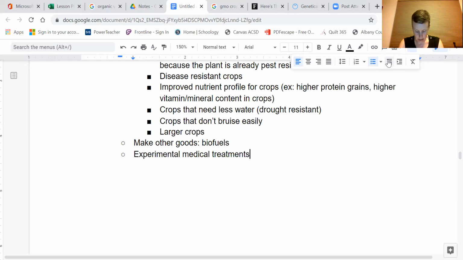Okay, and then experimental medical treatments is another place that GMOs are being used. And this can also be called gene therapy. You can look that up if you want to, but we're in food chemistry right now, so we're going to focus on the food side. But I just wanted to show you that GMOs are not just for food.